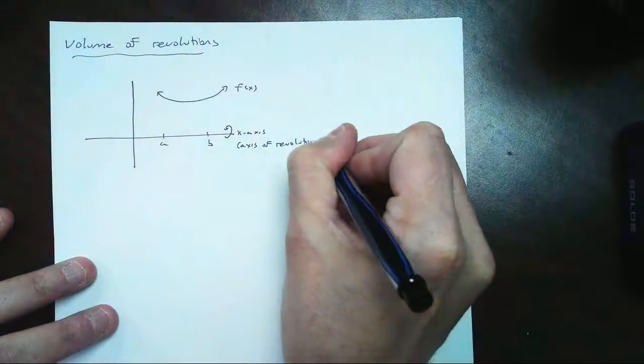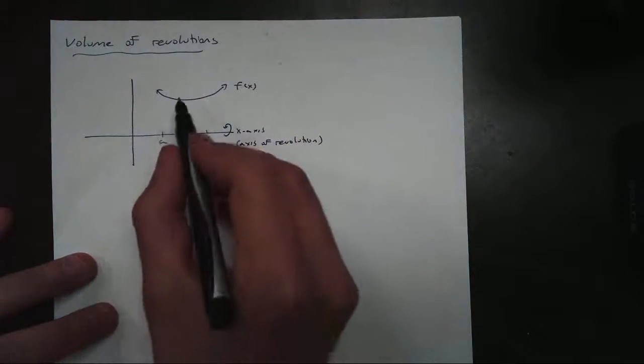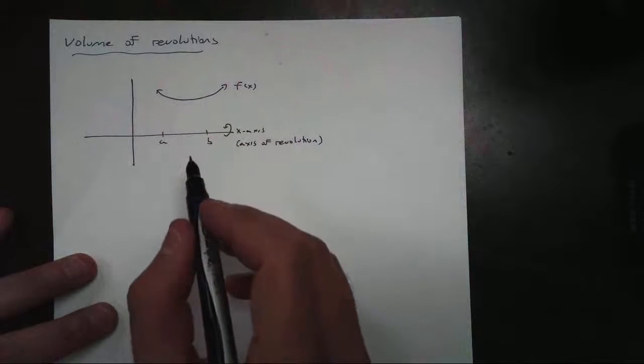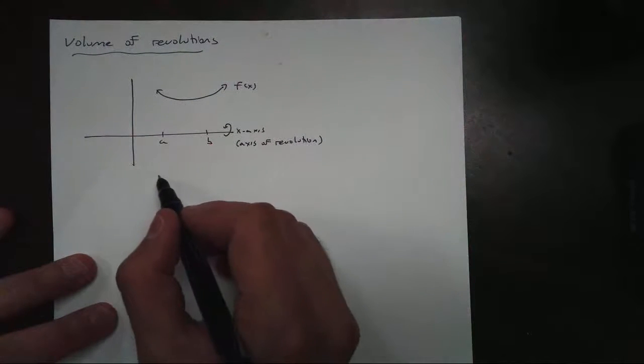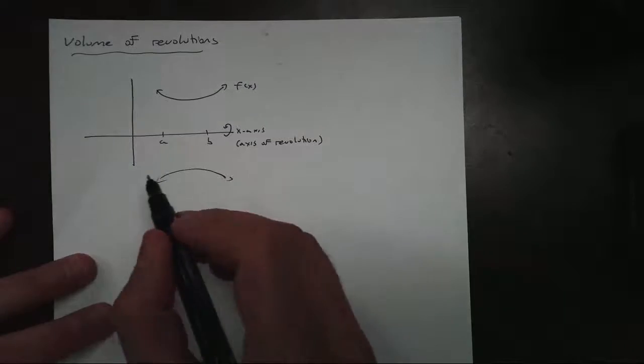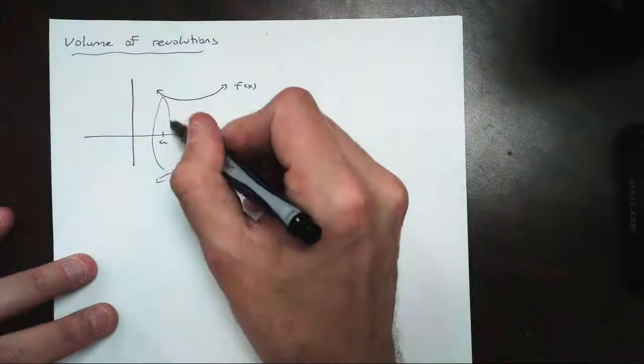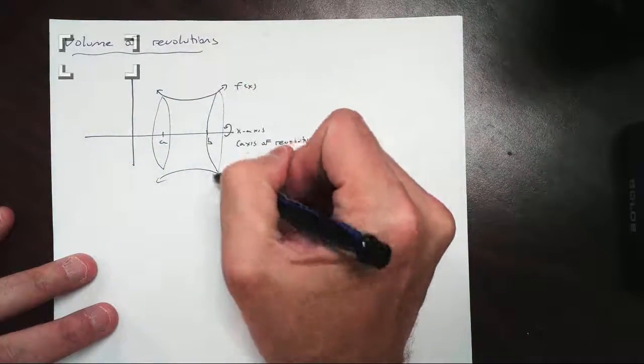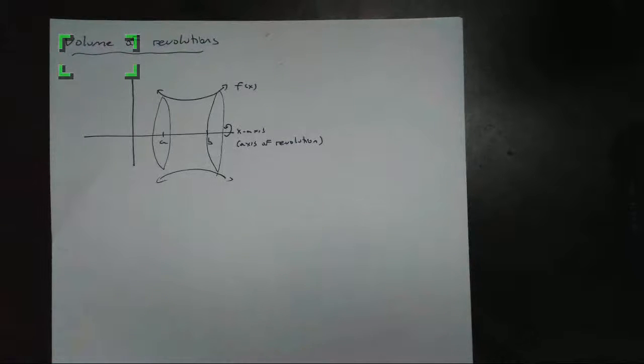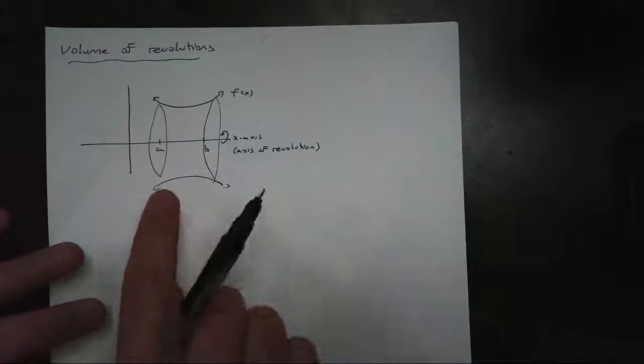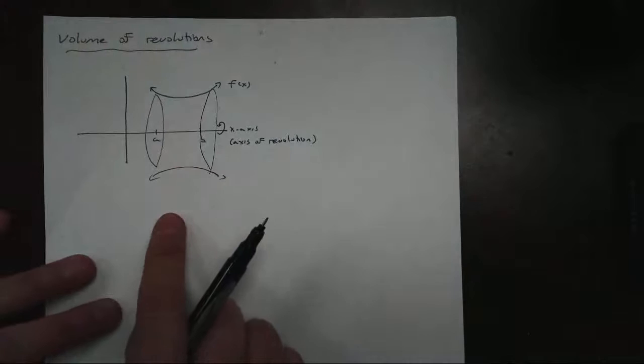So what you've got to imagine is, if I were to revolve this function on the x-axis, I would get kind of like a cylinder. On the opposite side, it's going to be going down like so, and I would get a shape that looks something similar to that, like a bent-in cylinder. The question is, how do we go about finding that volume?